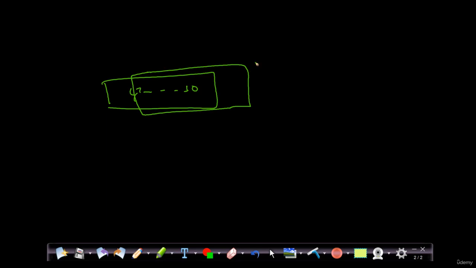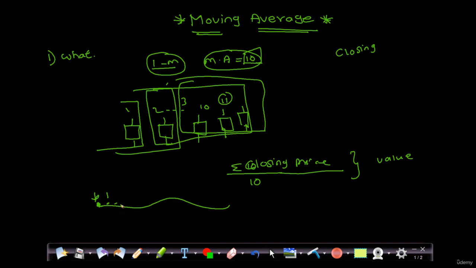For example, candles 1 to 10, this is the window. Now this window will shift further as candles form, like this. Again it will shift further as candles move. So whatever calculation we get, we plot here. That's why in the end we get one line, and that's why it's called a moving average.